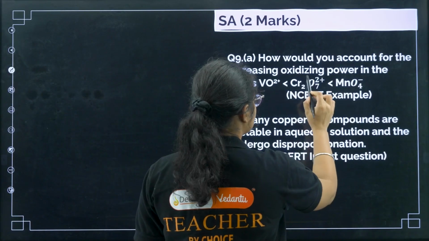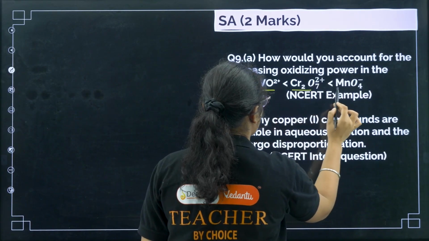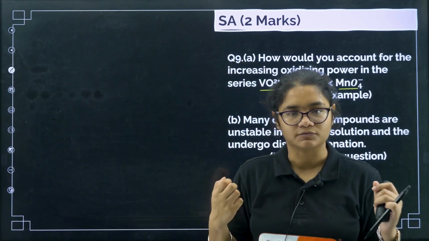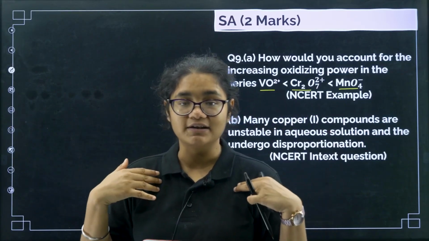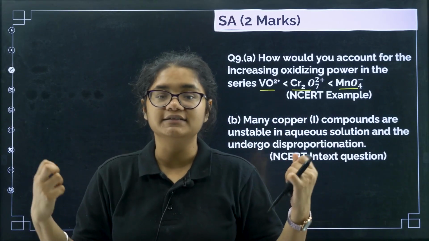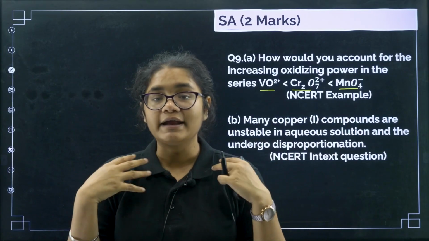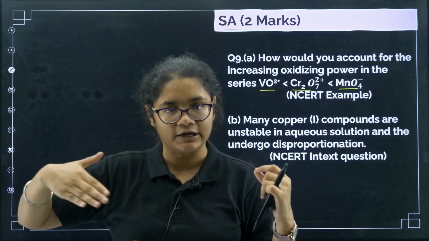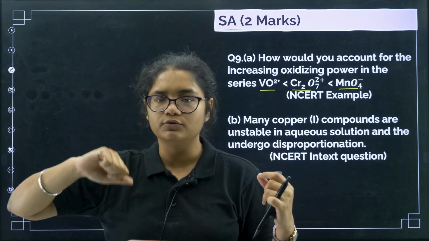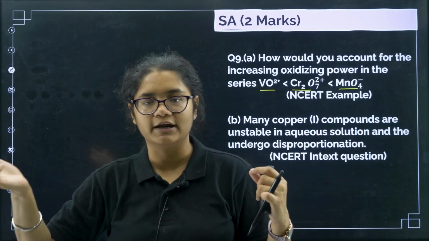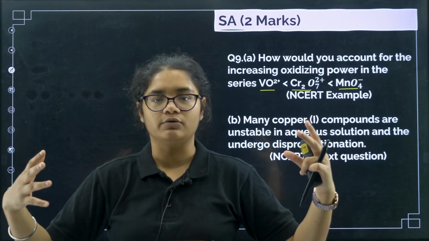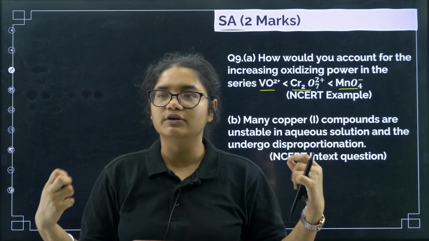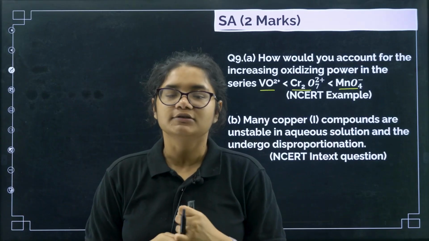How would you account for the increasing oxidizing power in the series? Okay, oxidizing power. Now I will just tell you the story behind this. Oxidizing power means it will oxidize others; itself it will undergo reduction. Reduction means it should gain electrons, right? When you have lost so many electrons, your oxidation state will be high. If you lose one electron, +1, 2 electrons, +2, 3 electrons, +3. So when you have lost so many electrons, you can also gain so many electrons. But if you have lost only one electron, will you be attracted to gain electrons? No, right? So the same thing happens.